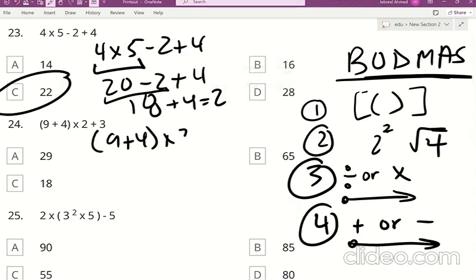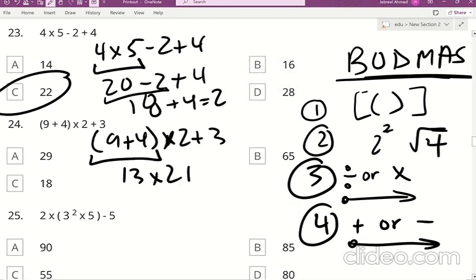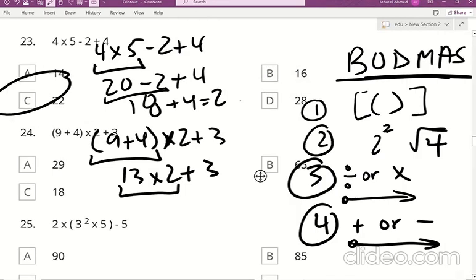Next one. I always have to start with my brackets. 9 plus 4 is 13 times 2 plus 3. 13 times 2, I do multiplication next, is 26. 26 plus 3 is 29.